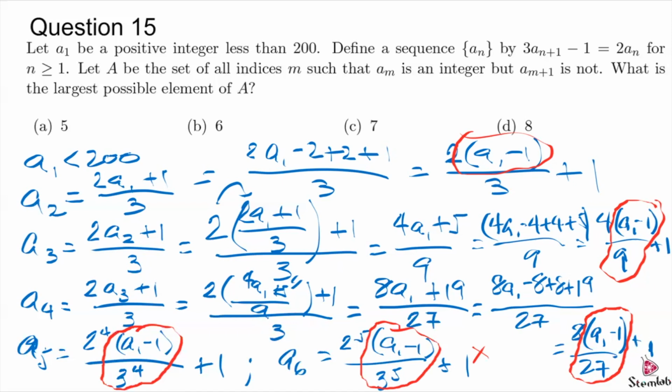And there's two possibilities, actually. We're not asked for it here, but a sub 1 minus 1 can be 81, or a sub 1 minus 1 is equal to 162. So we have two possibilities for a sub 1, which are 82 or 163. If we started with those as a sub 1, we should be able to get to a sub 5, which is still an integer, but a sub 6 will no longer be an integer. So the answer here is a sub 5.